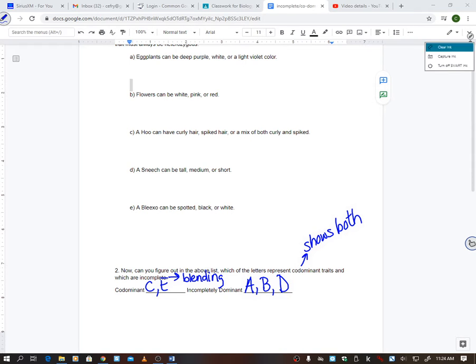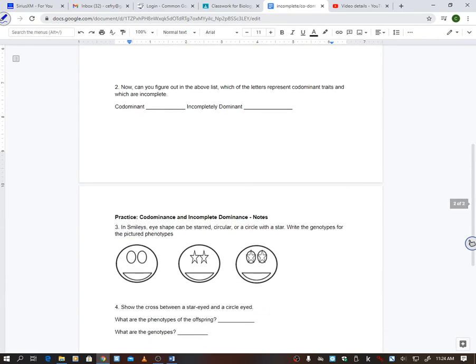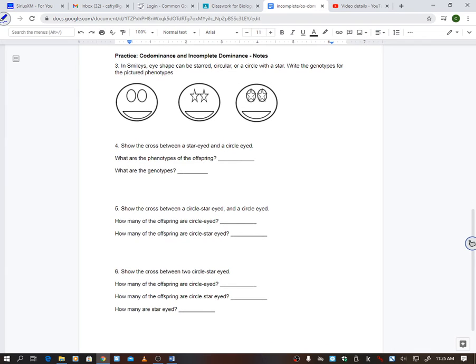All right, let's look at the back side here. We're actually going to do some Punnett squares with these. So I have smileys, and eye shape can be starred, circular, or a circle with the star. And right away, I'm like, ooh, there's 3 characteristics. So I know it's going to be one of these. I just don't want you guys to forget just normal, easy Punnett squares. Sometimes we do this, and then kids get used to this, and they start having trouble with just the normal Punnett squares that are easy.